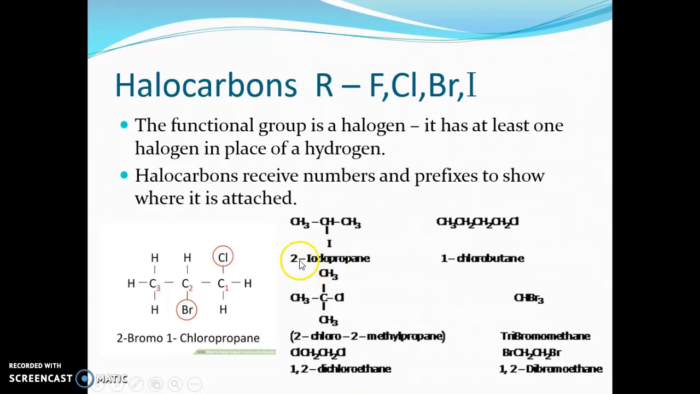Here you have 2-iodopropane, 1-chlorobutane. So the number lets you know what carbon the halogen is on, and then you have a prefix of chloro, bromo, fluoro, or iodo.